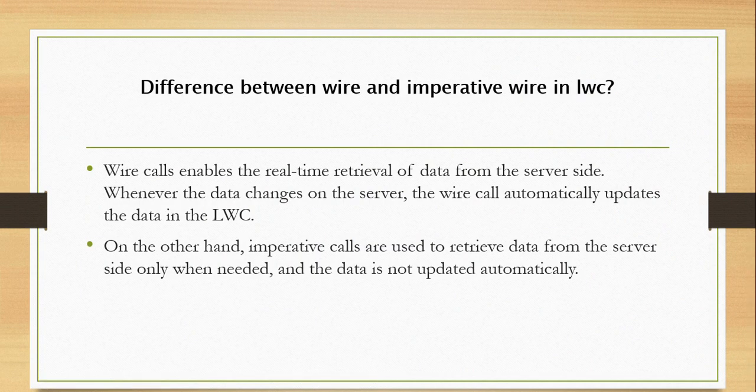Difference between wire and imperative calls in LWC. Wire enables the real-time retrieval of data from the server side. Whenever the data changes on the server, the wire automatically updates the data in the LWC. On the other hand, imperative calls are used to retrieve data from the server side only when needed, and the data is not updated automatically.